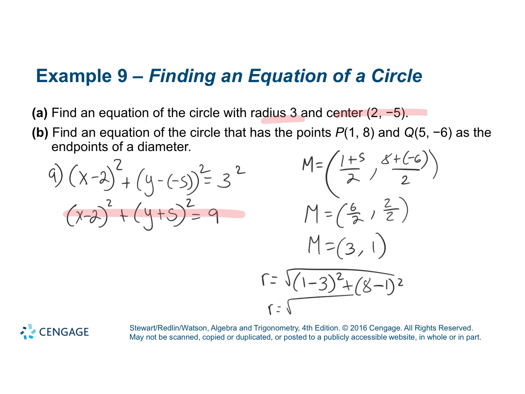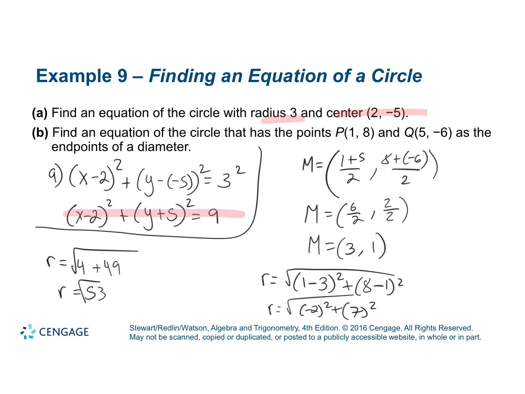So our radius is going to be negative 2 squared plus 7 squared. So it's going to be, radius equals 4 plus 49. Sorry, not 4 squared, 2 squared, which is 4. Under the square root, so our radius is root 53.